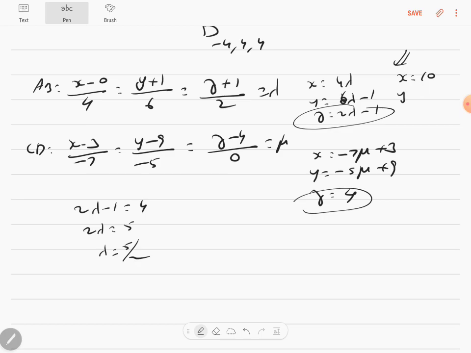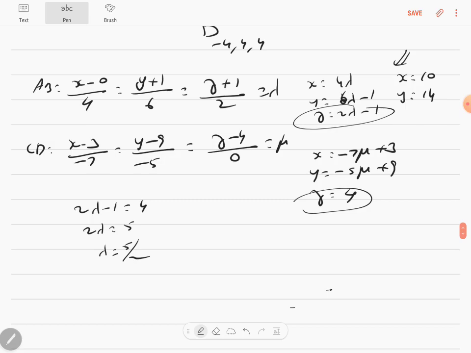Y is equal to 6 into 5 by 2 minus 1. Can you just check what is y? It's 6 into 5 by 2, minus 1, which is 15 minus 1, 14. You didn't complete fully. So okay, I just told them how to.